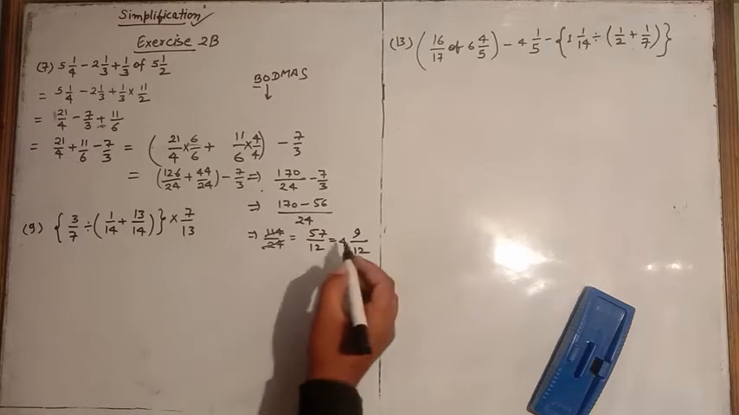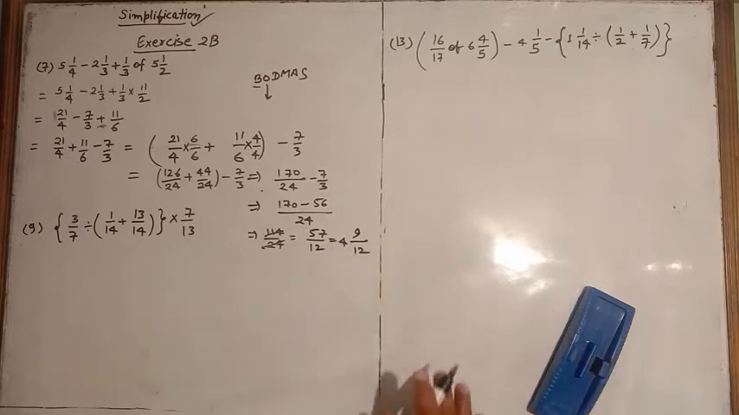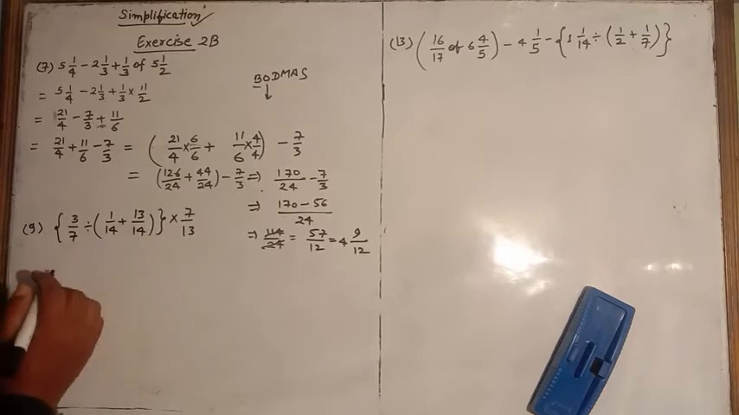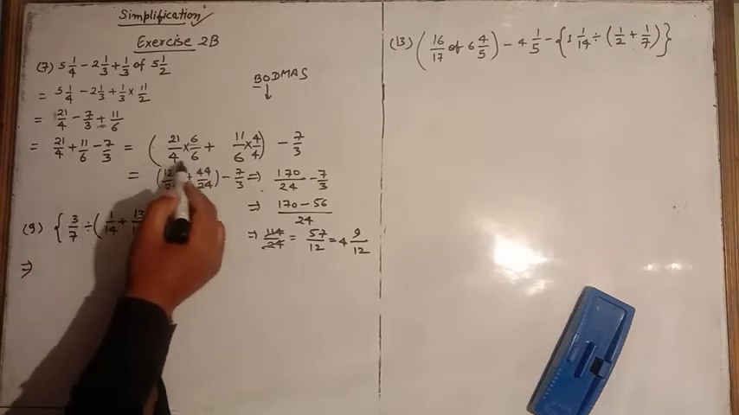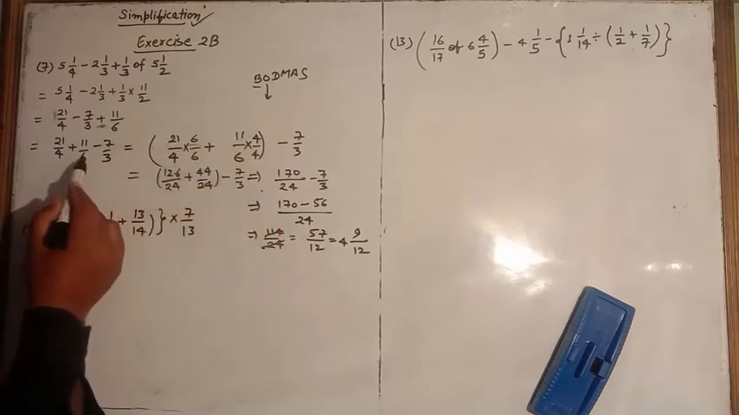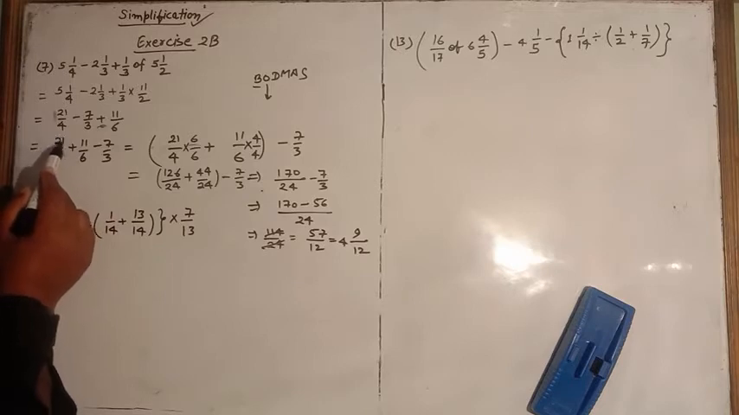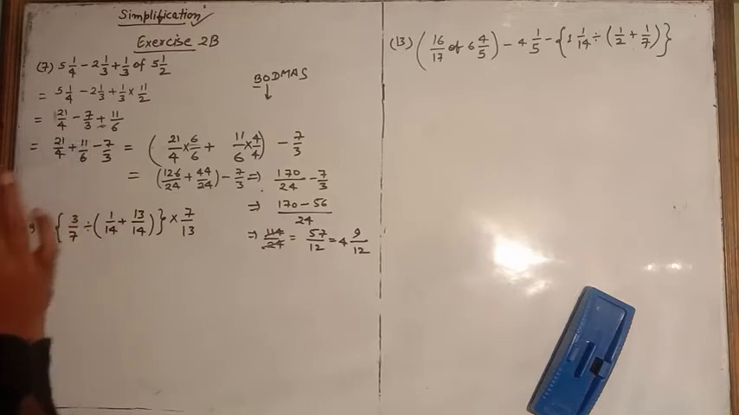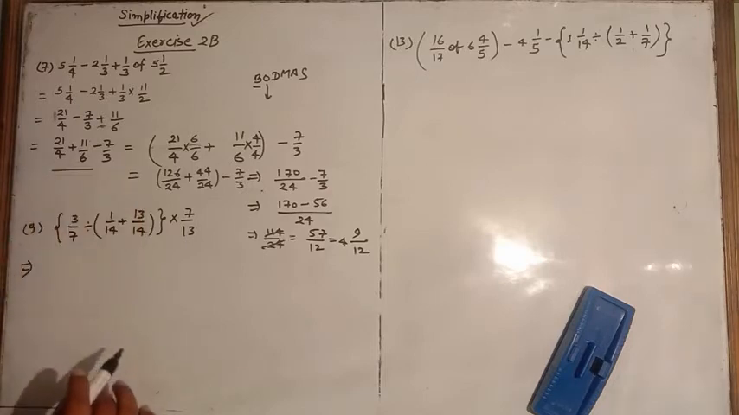This will be our answer in mixed fraction. So now come to question number 9. Here we will first solve whatever is inside the small bracket. Here you can use your technique of adding these. Here what I have done, I multiplied this 6 here in numerator and denominator, and this 4 in numerator and denominator. You can take LCM also, no problem.